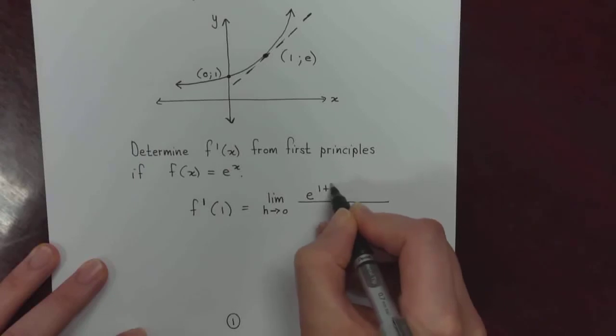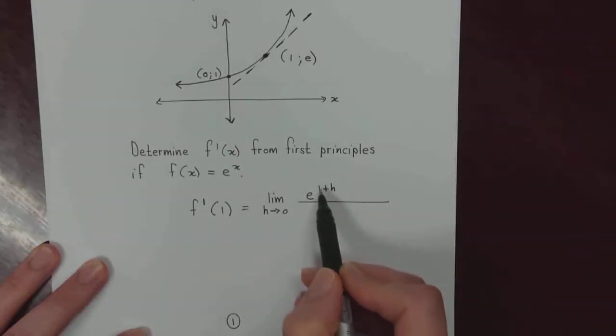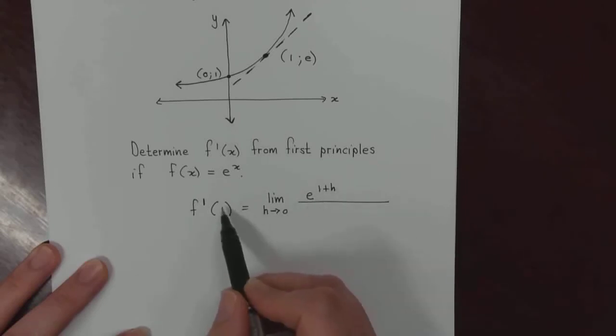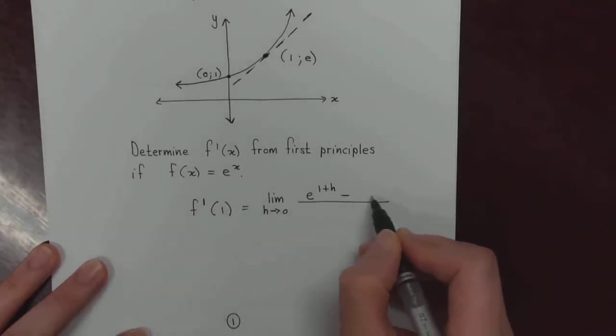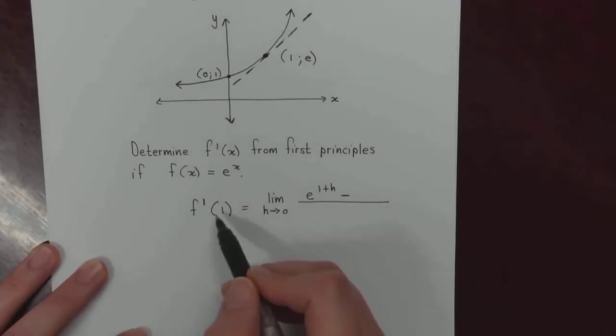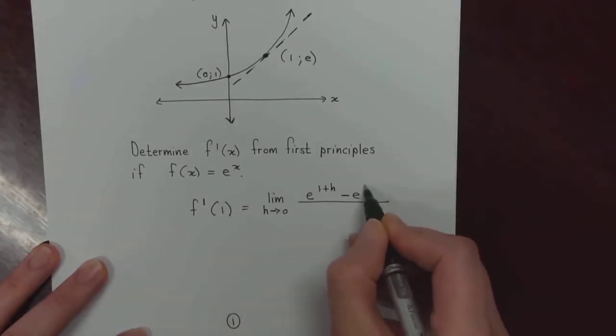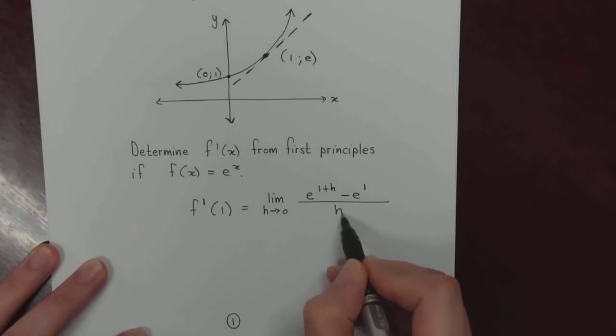Because remember we said x is equal to 1. So normally we would put x plus h in there, but now we're going to put 1 plus h in there. Minus then the e of x. But again, I'm not going to use e of x, I'm going to use the e of 1 over here. And then I'm going to put this over h.